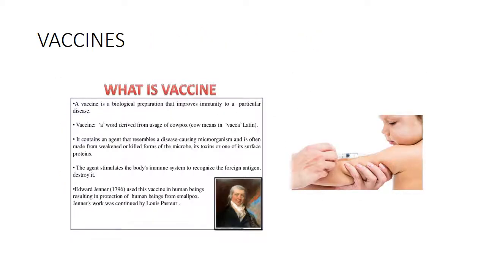Then, a very important subject that I want you to really have some idea about: vaccines, vaccination. What is a vaccine? It says here, a vaccine is a biological preparation that improves immunity to a particular disease. Right, but I would say more specifically, a vaccine is an antigen. It's an antigen which was rendered harmless.